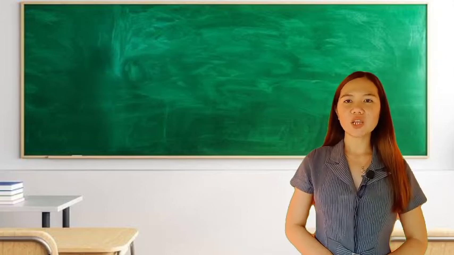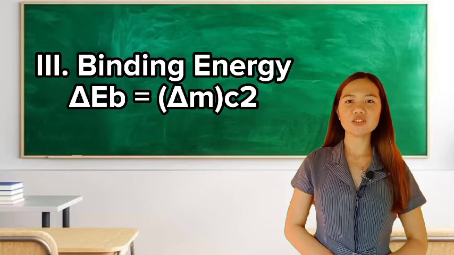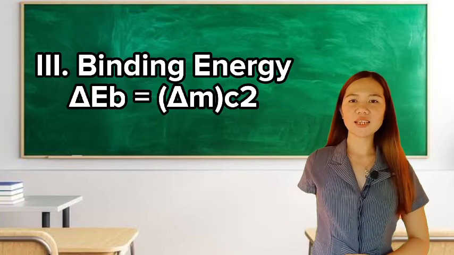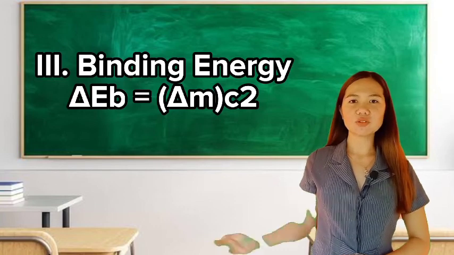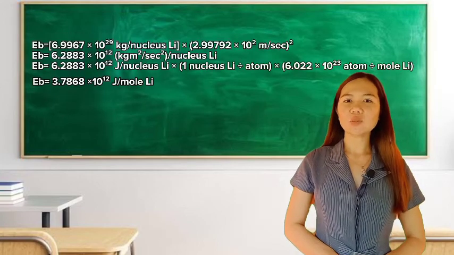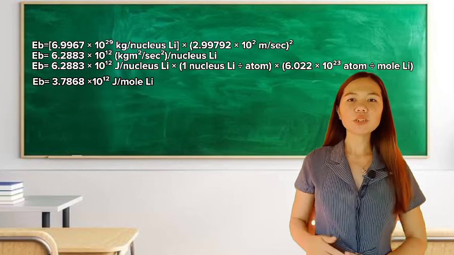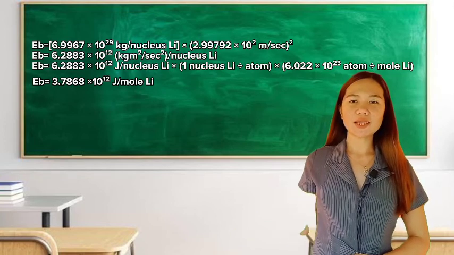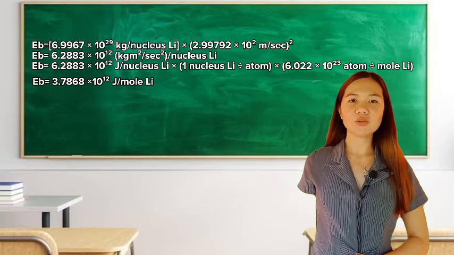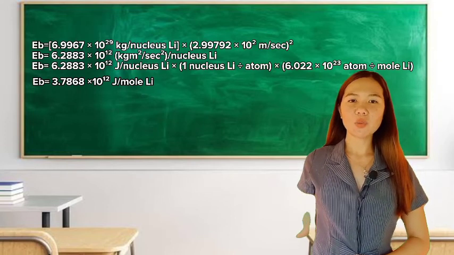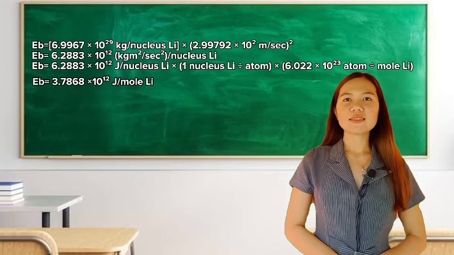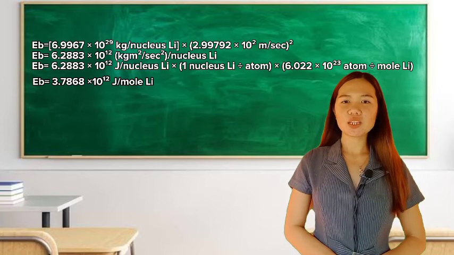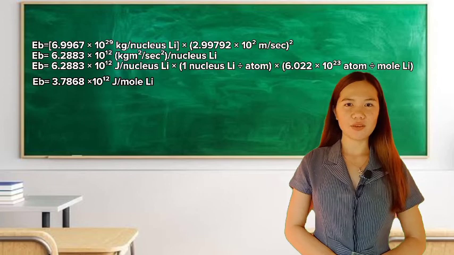Okay, moving on to the equation, using the Einstein equation for the conversion of mass into energy, we have the mass defect into binding energy. We substitute the value that we obtained a while ago, and we have the constant for the speed of light. We square that, and that will give you a binding energy of 6.2883 times 10 raised to negative 12 kilogram meter squared per second squared per nucleus of lithium. Since 1 joule is kilogram meter squared per second squared, therefore this unit is joule per nucleus of lithium-7.